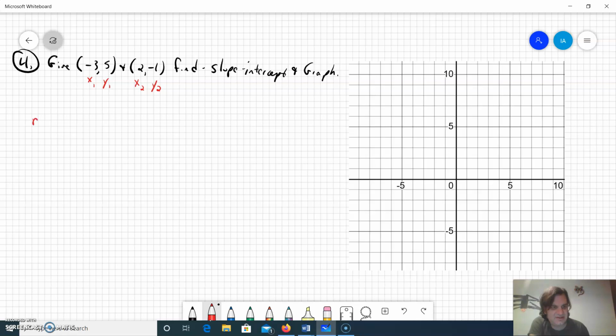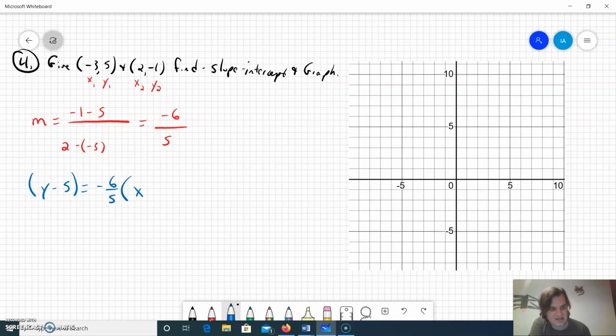Well, first you have to find the slope. As I labeled things, we'd have negative 1 minus 5, and we would have 2 minus negative 3. So that'll be negative 6 over 5. So our slope is negative 6/5. Then we will go to point-slope to actually get the equation. We will have y minus y1, which is 5. So y minus 5 equals the slope of negative 6/5 times x minus negative 3.